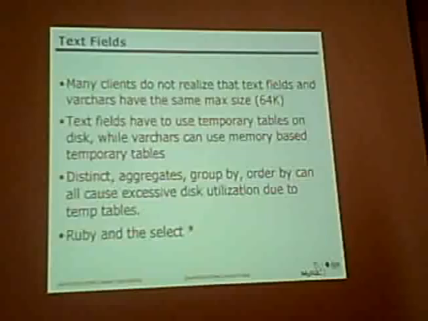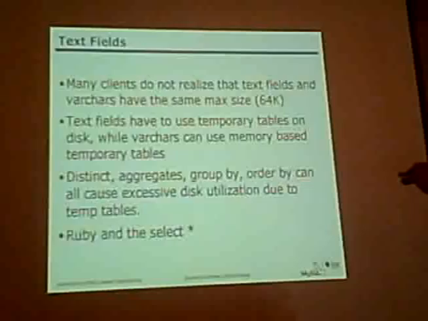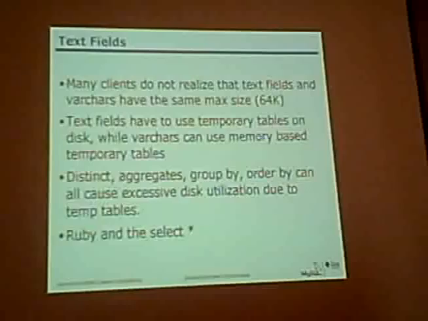So test this, don't just implement it, but you can get a huge boost in performance by changing your text fields to varchars in some cases. Oh yeah, and Ruby does a select star on a lot of things when you do Rails apps. So even if you don't want the text field in there, sometimes you'll get it, and then it will do the temporary table builds. So just something to watch out for if you're doing a Rails app.